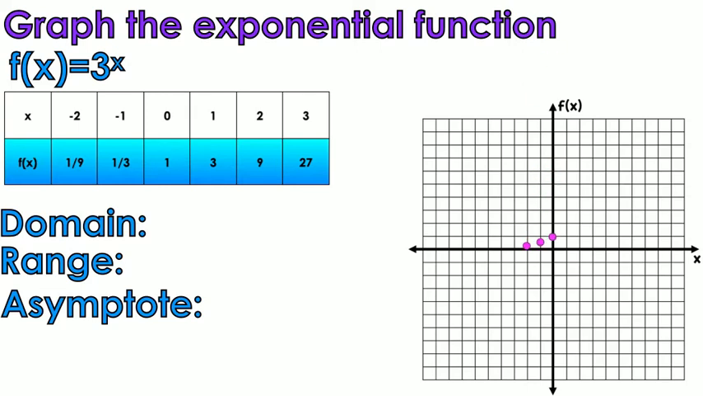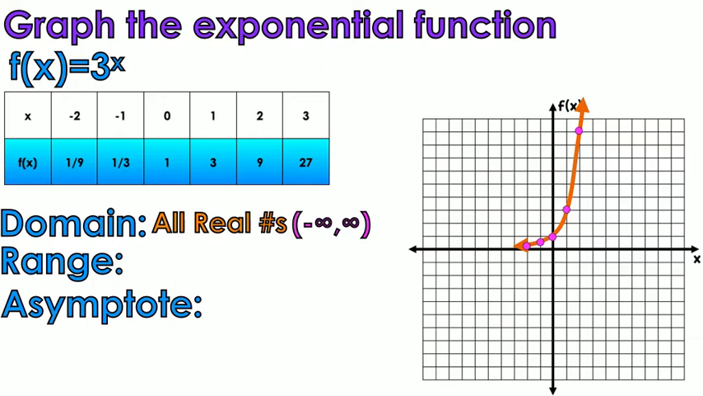So I'm plotting those points. You see them coming up on the graph. I can't plot the last point, 3 comma 27, because it's way off the graph. But those 5 points that I do have, wonderful. Okay, so we talk about my domain, all real numbers. It's always going to be that way for an exponential function. Negative infinity to positive infinity in interval notation.